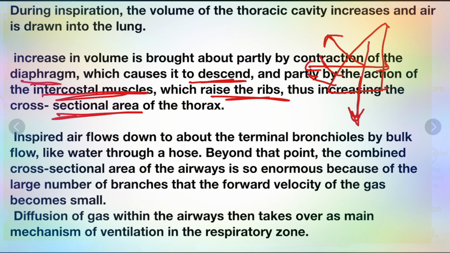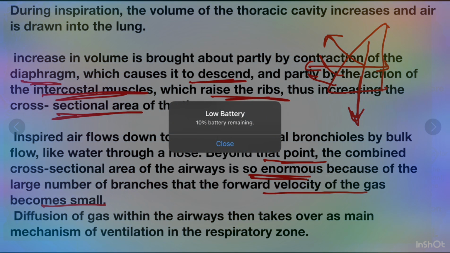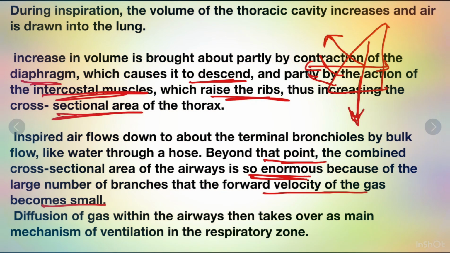Inspired air flows down to about the terminal bronchioles by bulk flow, like water through a hose. Beyond that point, the combined cross section of airways is so enormous, because of the large number of branches, that the forward velocity of gas becomes very small. So we know that after the terminal bronchiole, in the respiratory bronchiole, velocity is very, very low because of the large number of branches and high cross-sectional area.